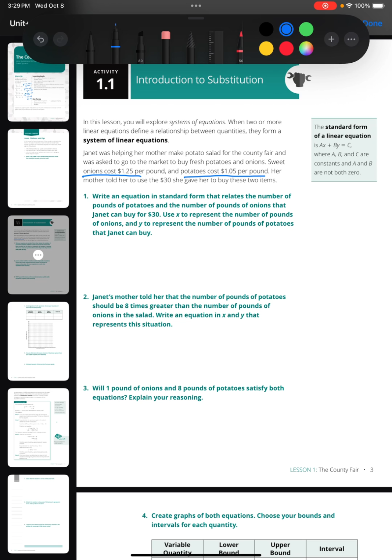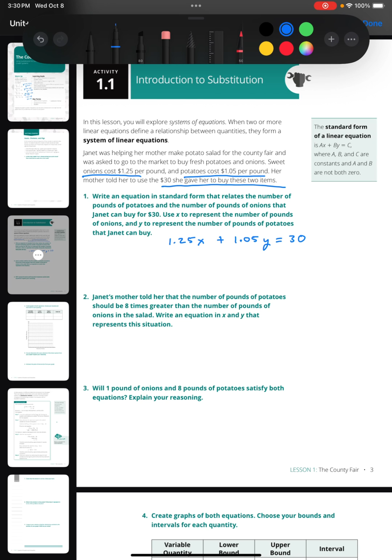So we're going to write an equation in standard form that relates the number of pounds of potatoes and the number of pounds of onions that she can buy for $30. We're going to let x represent pounds of onions and y represent pounds of potatoes. So onions were $1.25 per pound, so $1.25 times x plus $1.05 times y for pounds of potatoes equals the $30 she has to spend. So there's our equation in standard form.